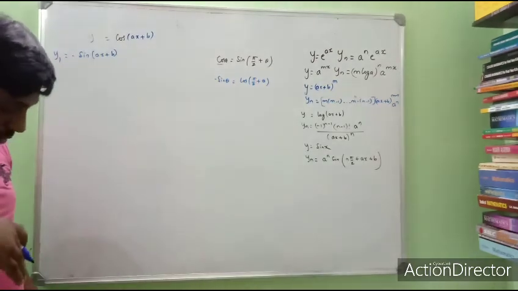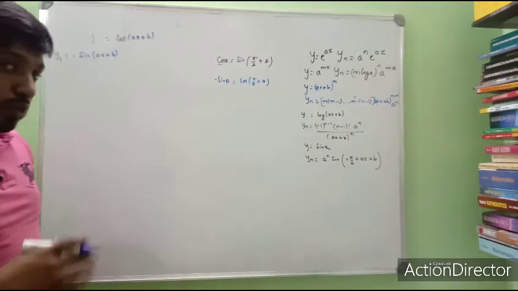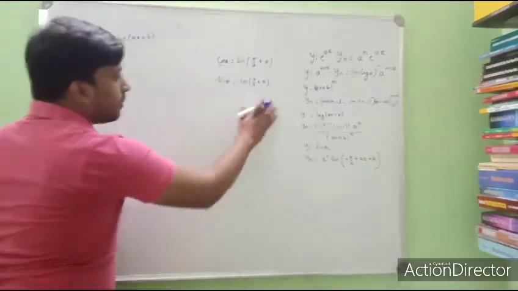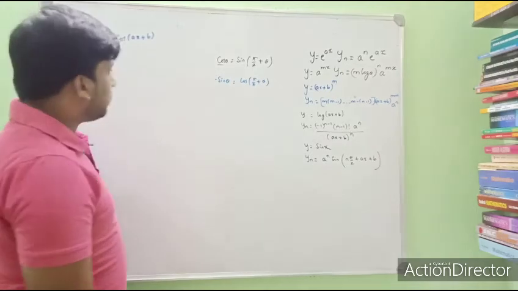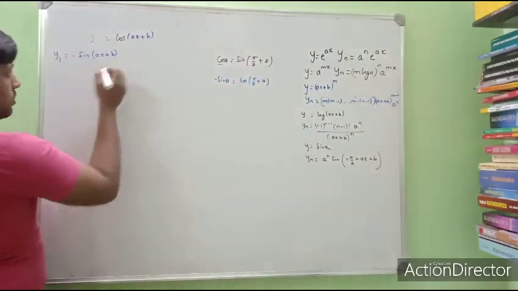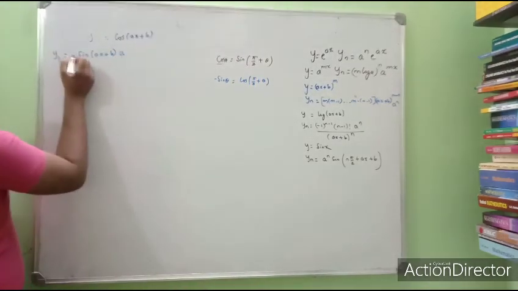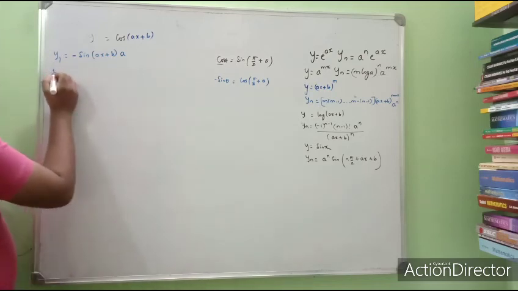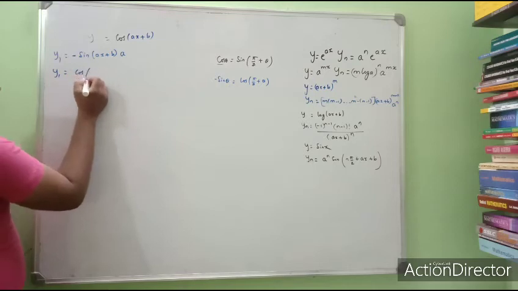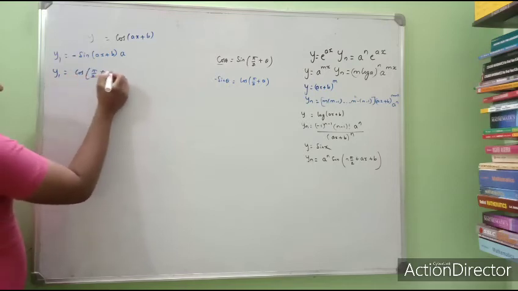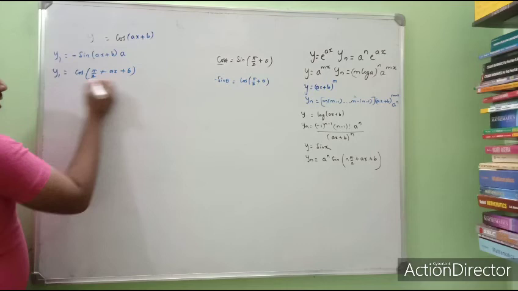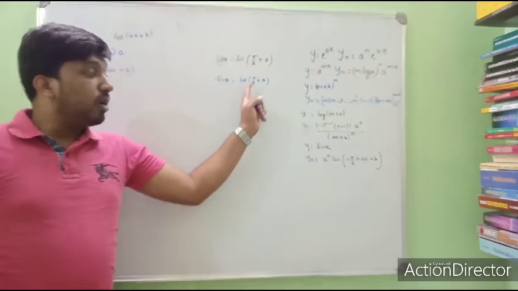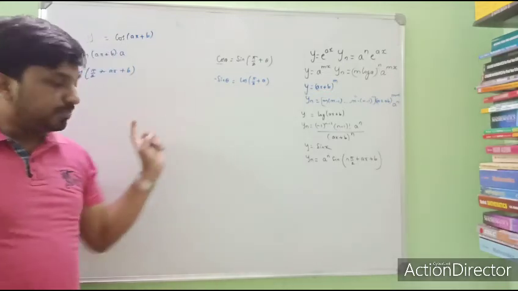This comes from the ASTC rule and the trigonometric formulas, which I hope you know. We have this formula, minus sine theta is cos of pi by 2 plus theta. So here we substitute, and we will have minus sine into a. Minus sine theta I write in the form of cos of pi by 2 plus ax plus b, into a. That is, 90 plus theta.